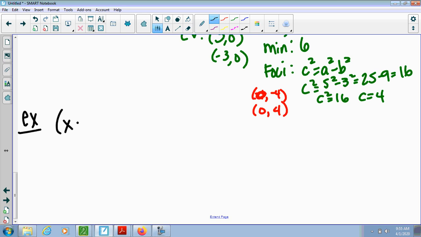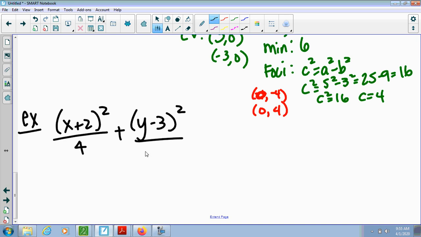Say I had (x plus 2) squared over, let's do 4, and then plus (y minus 3) squared over, I don't know, what's a good perfect square? Did we already do 36? What about 49? 49 is good. And that equals 1.